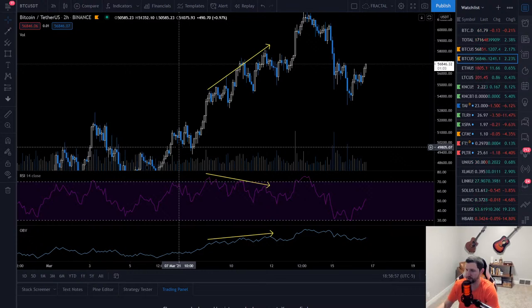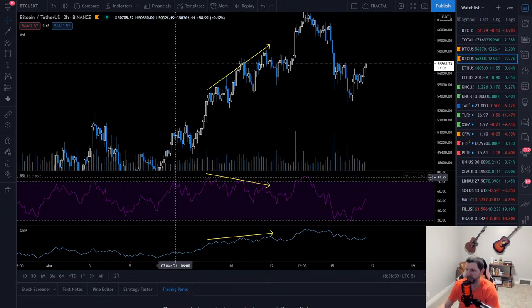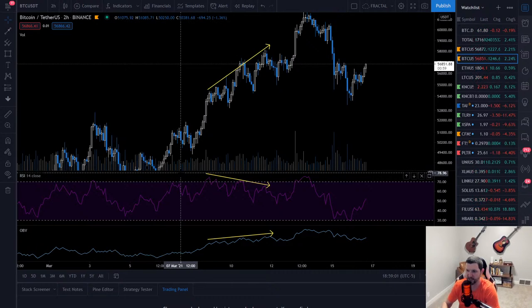But I like OBV. I don't use RSI very much. I do like using RSI on high time frames. I do not use it on low time frames hardly at all. But that's just my trading strategy.